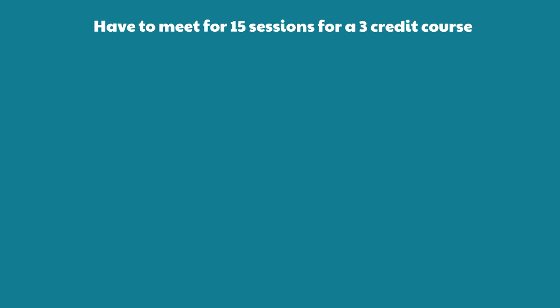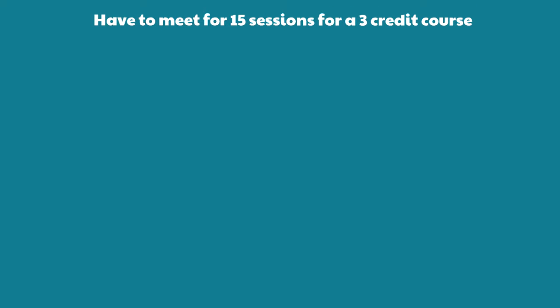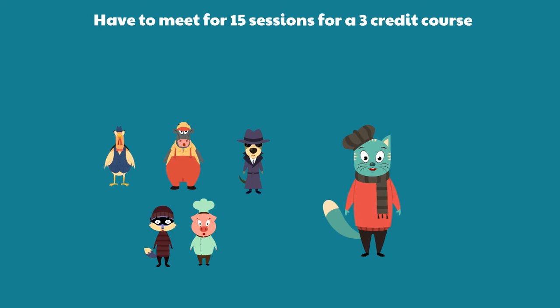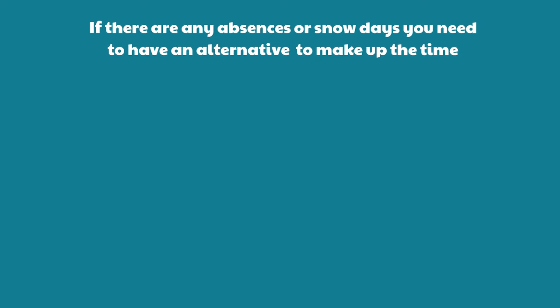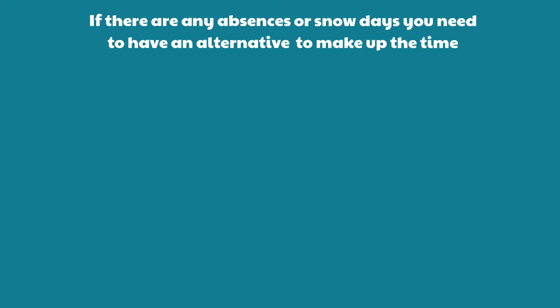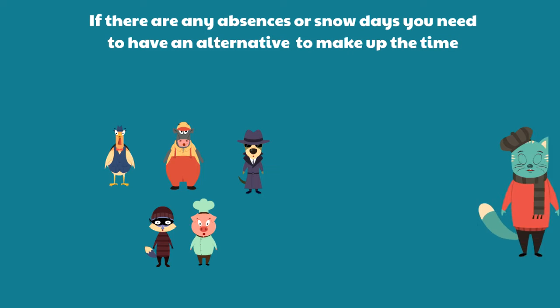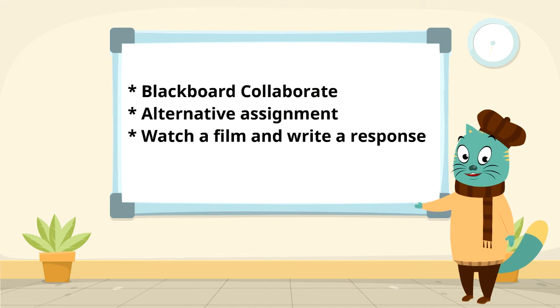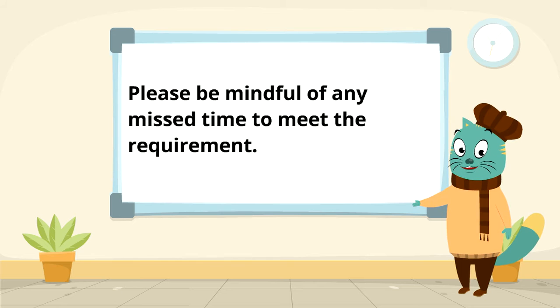We also, in our classes, have to make sure we meet for 15 sessions. So every 3-credit class should meet 15 sessions. That's a requirement by the Maryland Higher Education Commission. What that means is that if you do have an absence, or there's a snow day, or some event that prevents class from happening, you should try your best to come up with an alternative. Whether that's using Collaborate from home to have an online class, or an alternative assignment, or you have students watch a film and write a short response paper on it or something, we try to make up a missed class in whatever way we can. And so just be mindful of that.